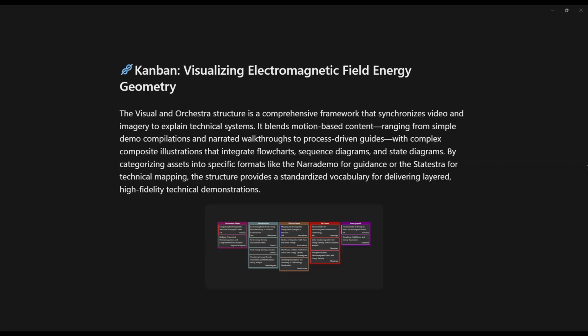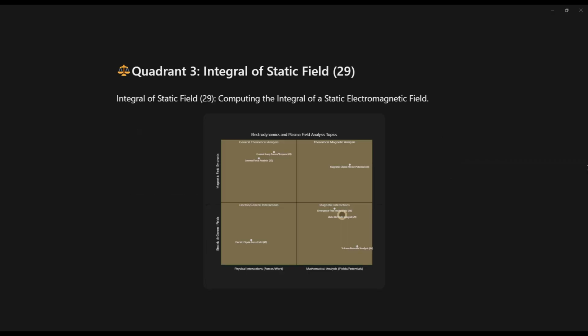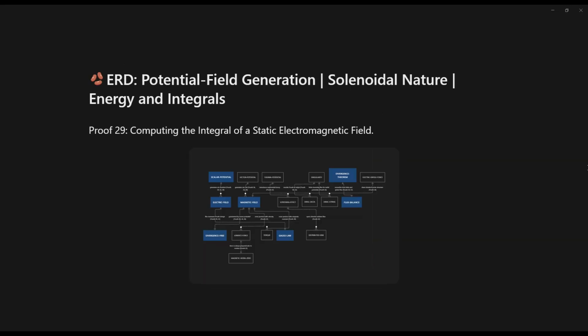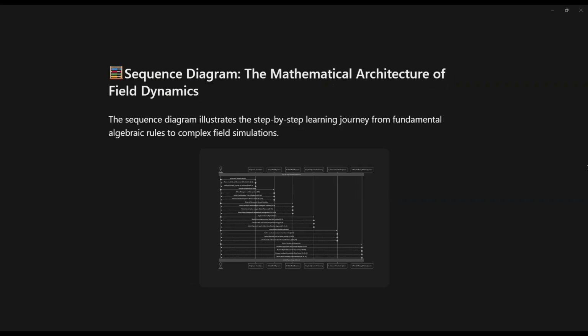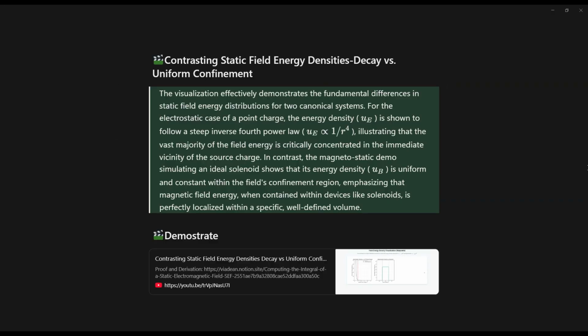The tale of two distributions. The sheet centers on a fundamental contrast between the two pillars of electromagnetism. The focus flare of electricity. Imagine a single-point charge. Its energy is a burst of intensity, packed tightly around its source.